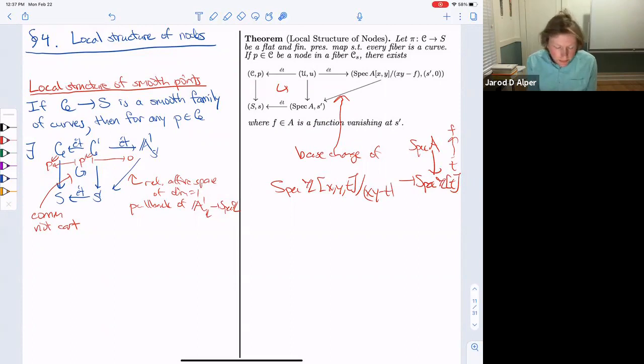So what we like about the statement is that it will imply a number of nice properties. In particular, it allows us to know that the locus of nodes is an open condition in an arbitrary family of curves. We'll then use that to know that the substack of nodal curves in the stack of all curves is an open substack. So that's why we want this statement. But hopefully the statement is clear.